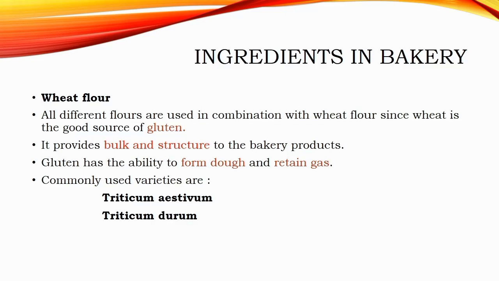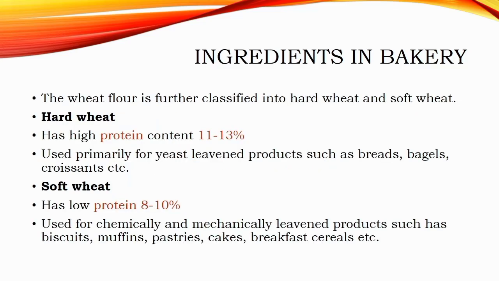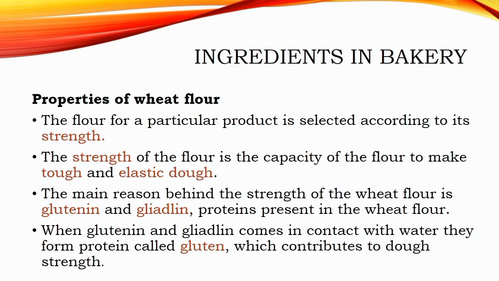Commonly used varieties are Triticum aestivum and Triticum durum. The wheat flour is further classified into hard wheat and soft wheat. Hard wheat has high protein content, 11 to 13%, used primarily for yeast-leavened products such as breads, bagels, croissants, etc. Soft wheat has low protein, 8 to 10%, used for chemically and mechanically leavened products such as biscuits, muffins, pastries, cakes, breakfast cereals, etc.